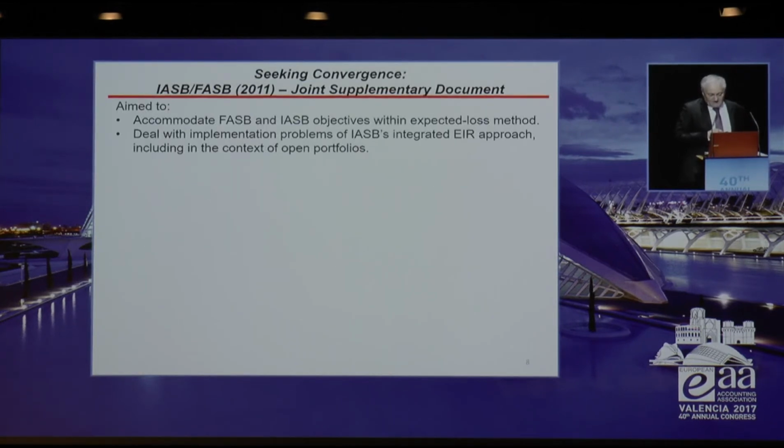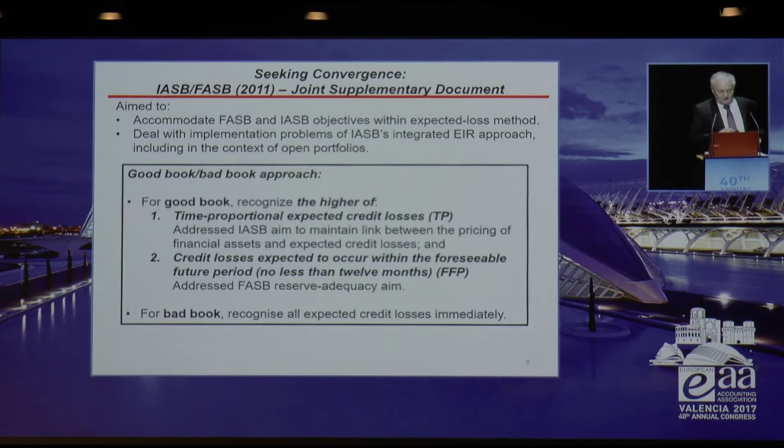What they ended up doing was, in order to compromise between what the FASB seemed to want, which was a loan loss allowance adequacy approach, and what the IASB wanted, which was a sort of matching, or connecting up of interest with credit losses, they ended up coming up with this sort of hybrid approach.